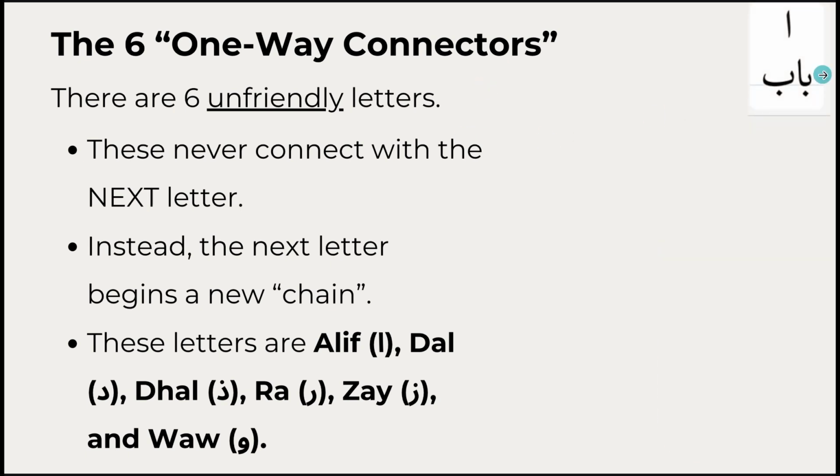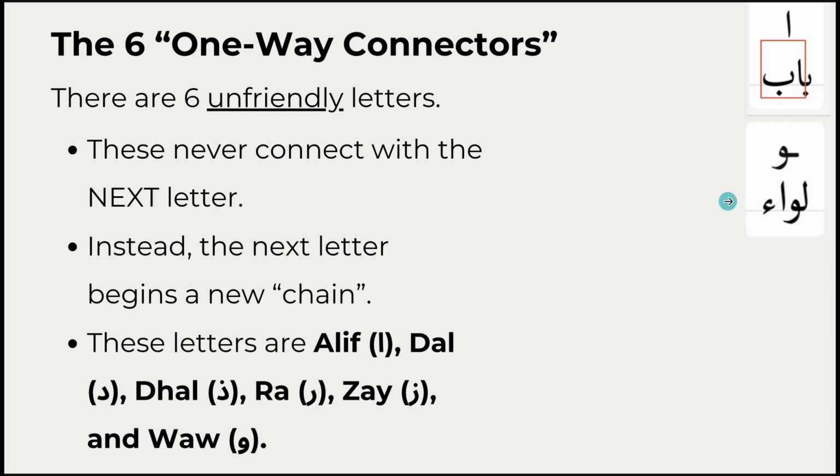Ba. You see here harful ba? It doesn't connect with the next letter. So we see the first letter ba, it connects with the alif. But alif then doesn't connect with the next letter ba, because alif is one of the unfriendly letters. So you don't put a connection between the second and the third letter here. You just keep an empty space, as you can see here.